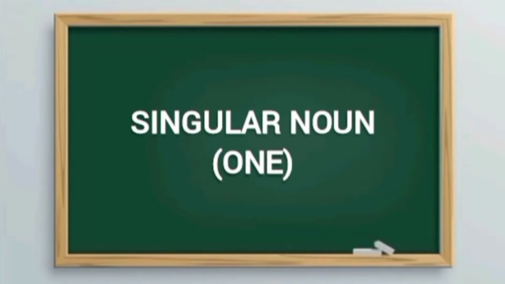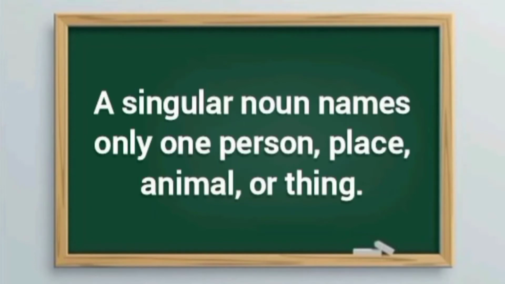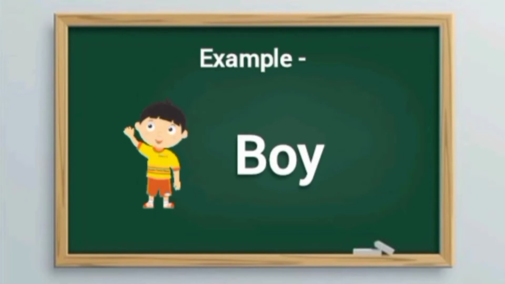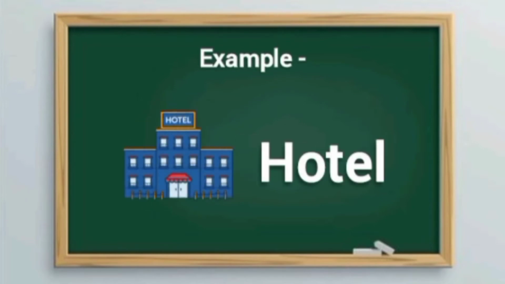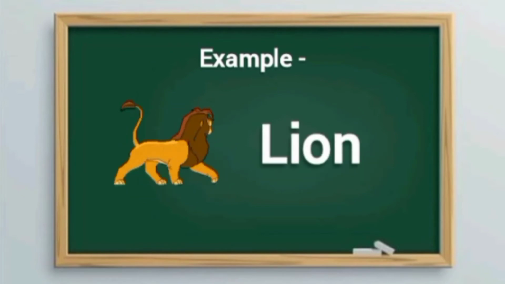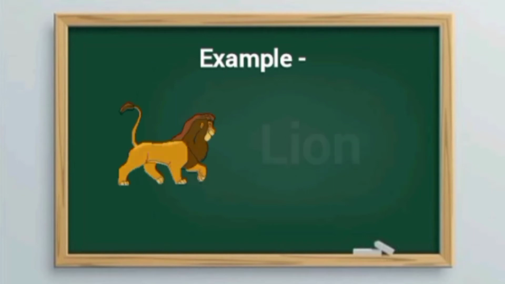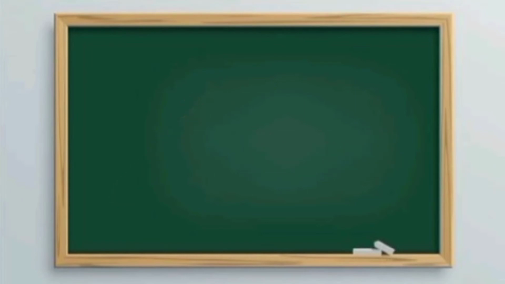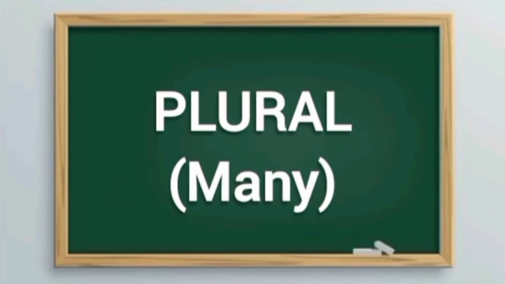So kids, come, let's see what is a singular noun or one. A singular noun names only one person, place, animal or thing. Example, one boy, one hotel, one lion, one pencil. Yes? So now come, let's see what is plural or many.